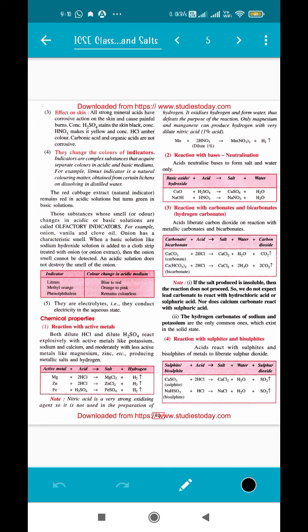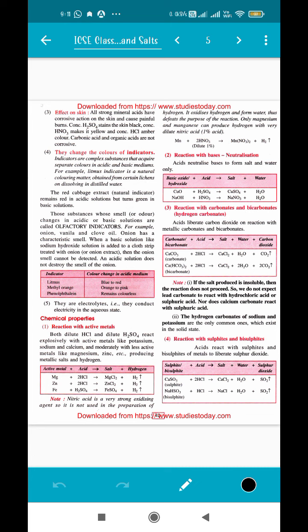So we have a lot of natural indicators also which we use in our day-to-day lives. For example, turmeric. If we do this experiment at home itself, if we take some turmeric and dissolve it in water and then we put some soap solution and mix it thoroughly, we will see that red coloration is occurring. That means since soap is a base, turmeric is changing its color to red. So this is the most common example.